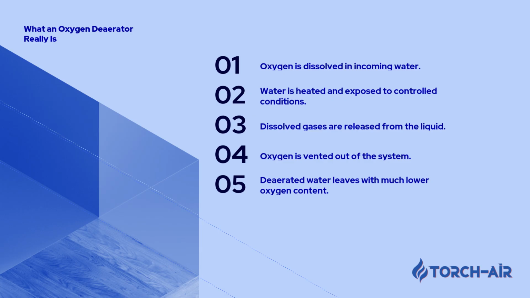What an oxygen deaerator really is. An oxygen deaerator is a water treatment system designed to remove dissolved oxygen and other non-condensable gases from water. In simple terms, first, oxygen is dissolved in incoming water. Second, water is heated and exposed to controlled conditions. Third, dissolved gases are released from the liquid. Fourth, oxygen is vented out of the system. Fifth, deaerated water leaves with much lower oxygen content. This is not filtration and not chemistry.